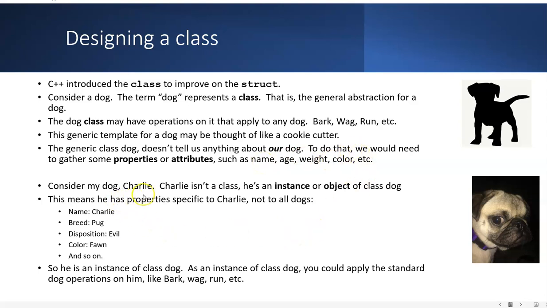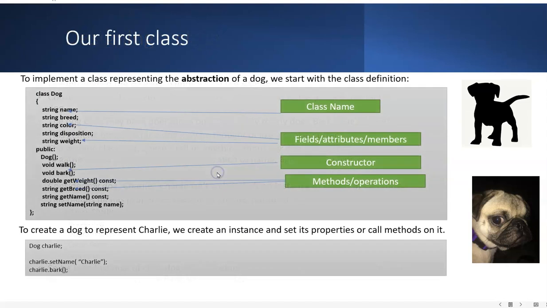Consider my dog Charlie. Charlie isn't a class. This is Charlie. He's an instance or object of class dog. This means that he has properties specific to Charlie, but not to every dog. His name is Charlie. His breed is a pug. His disposition is absolutely evil. He's a fawn-colored pug, and so on. So he is an instance of the class dog. As an instance of class dog, you could apply the standard dog operations on him like bark, wag, run, etc. But you could also have separate details that apply to only him as additional functions.